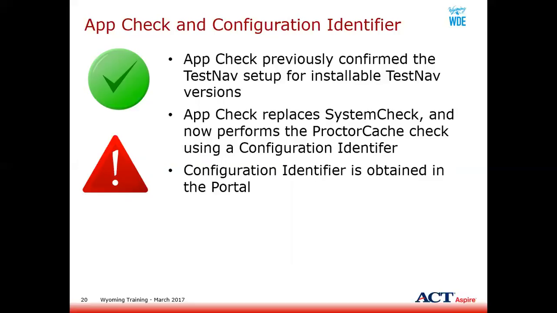So that System Check website is no longer available. So since we're really recommending the installable versions for all computers and devices, AppCheck is now going to be where you go to check the system still, but also now perform that Proctor Cache check. And to run that Proctor Cache check, you're going to need what's called a configuration identifier that your technology coordinators will be able to provide you from the portal. So let's take a look at that configuration identifier.